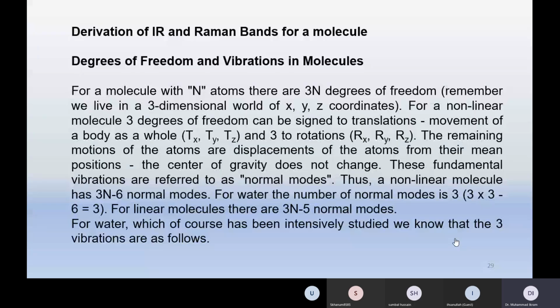We will now move toward the second application of the character table, which is the derivation of IR and Raman bands for a molecule. So we can use the character table for the derivation of IR and Raman bands. In order to derive these two types of bands, first we have to know about IR and Raman spectroscopy. You may know about IR spectroscopy in your spectroscopic subject.